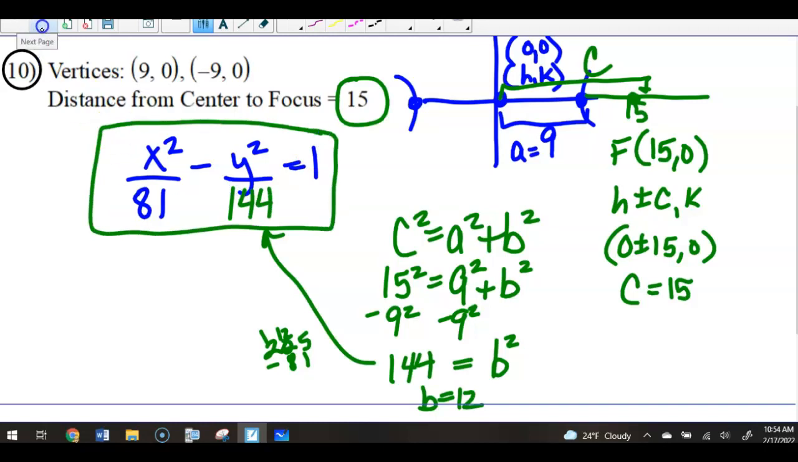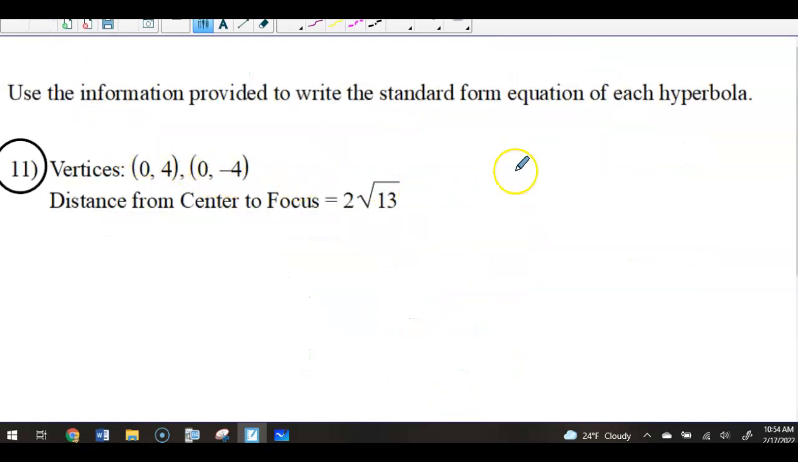All right, so one more of these. I'll go kind of quick. It says over 0 and up 4 and negative 4. So a is going to be 4 and h and k are going to be 0, 0.